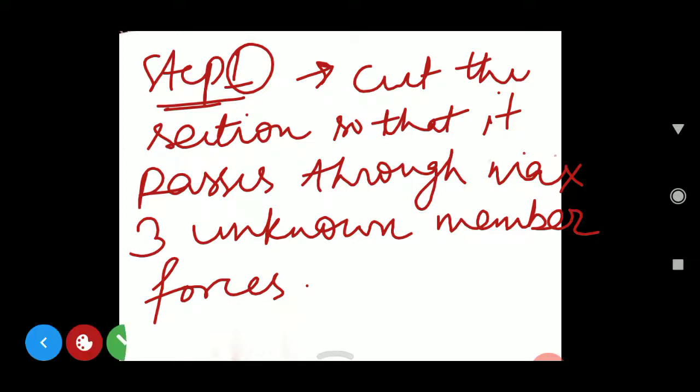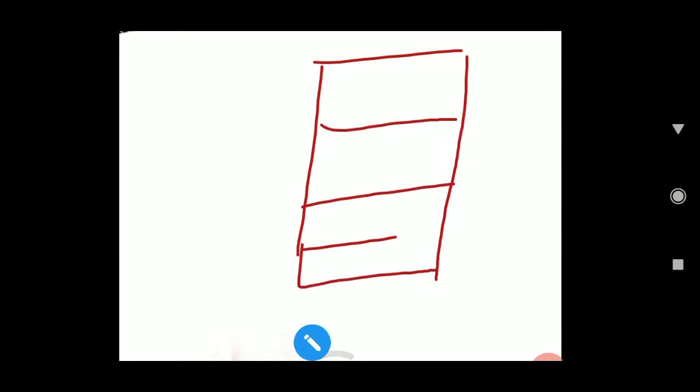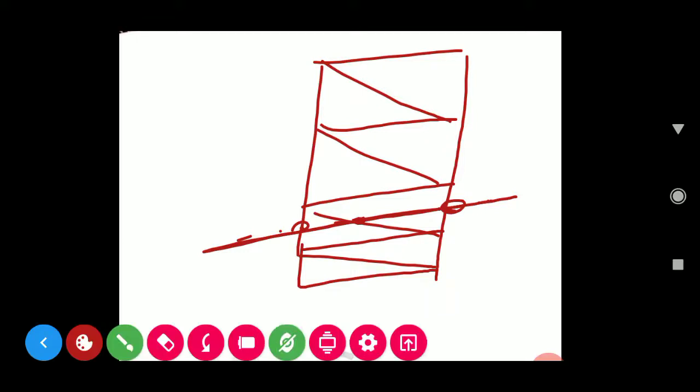I'll make it clear with an example. We had taken the example of a truss like this. So step 1 says that we should cut the truss so that it passes through 1, 2 and 3 members. Okay, so it should pass through only 3 members in which the forces are unknown. Okay, let's solve this example, it would be more beneficial for understanding.